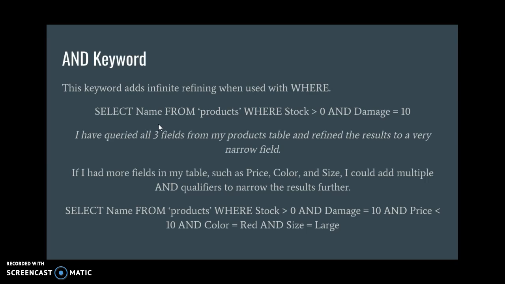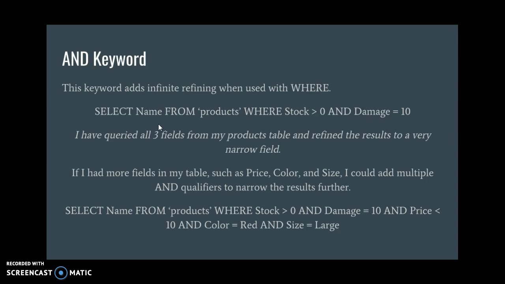Okay, the AND keyword. This keyword adds infinite refining when used with WHERE. So I can select the name field from the table products where stock is greater than 0 and damage is equal to 10. So in this instance, I have queried all 3 fields from my products table, the name, the stock, and the damage, and I have refined the results to a very narrow field. If I had more fields in my table, such as price, color, and size, I could add multiple AND qualifiers to narrow the results even further.